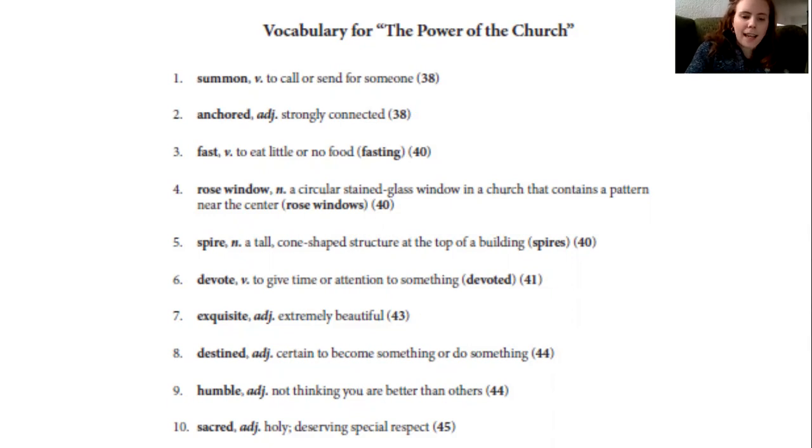Our next word is anchored, A-N-C-H-O-R-E-D. An anchor, I know, is something on a ship, like a boat, that goes down into the water and then hooks onto something in the ground to keep that boat from moving. But anchored is an adjective, and it's describing something that's strongly connected. So that could be literally if the ship is anchored, or it could be metaphorically, it's strongly connected together. So if you are anchored to your family, you have a strong connection to them.